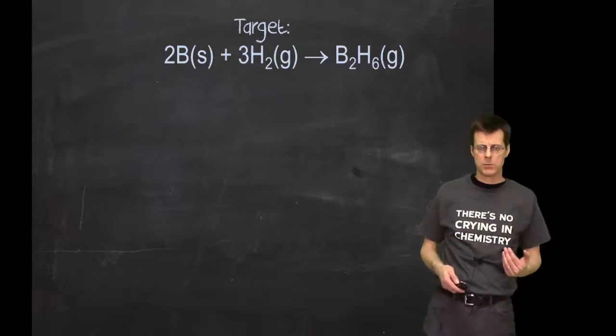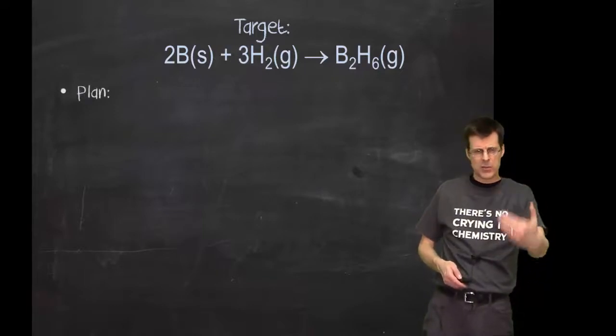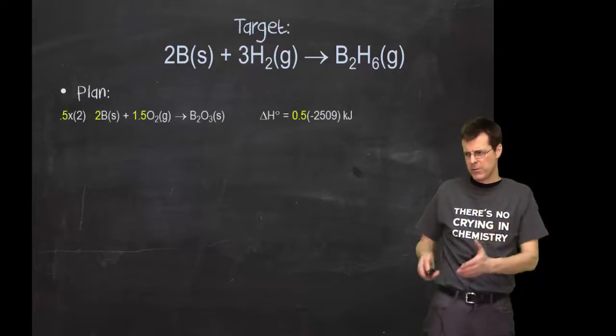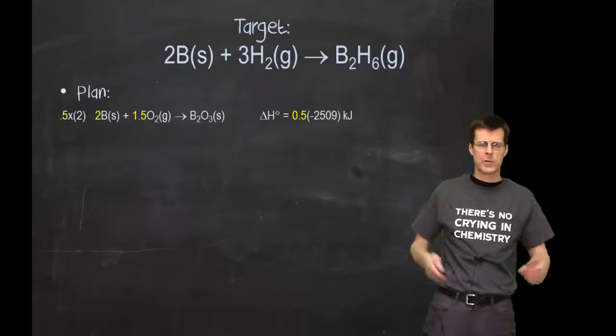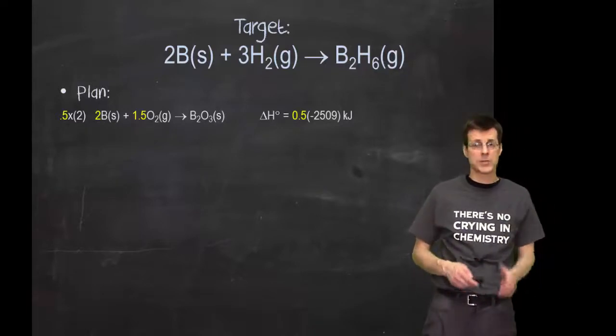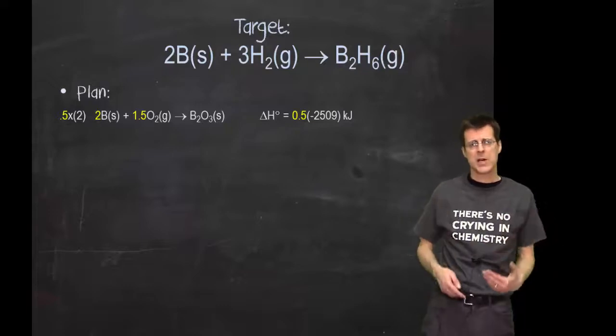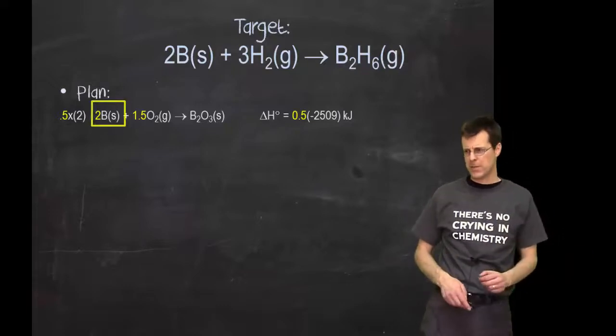Here's our target reaction. I'm going to start by generating a plan. I'm going to first get my product this time. No, I'm not. I'm going for my reactant again. I thought I was going to do the product. I'm going for my reactant. You may have gone for the product, and by the time you're done, we should have done the same things to the same reactions, and we should have the same answer.